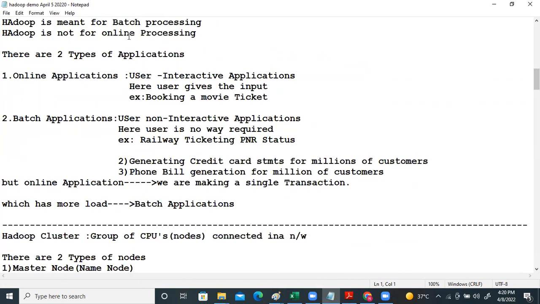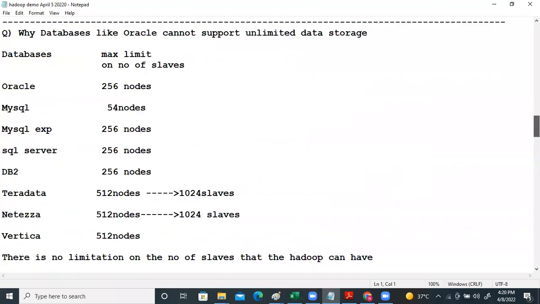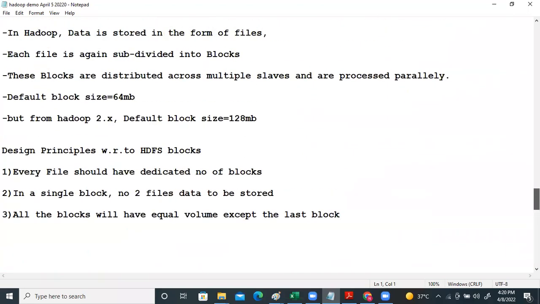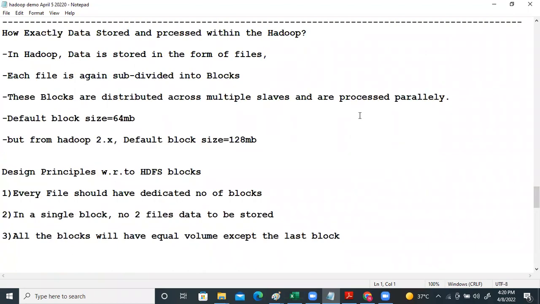It is for batch applications, for batch processing, not for online processing. Hadoop is not meant for online processing. But if Hadoop is integrated with a NoSQL database, it can also perform online processing. Fine. How exactly is data stored and processed within Hadoop?